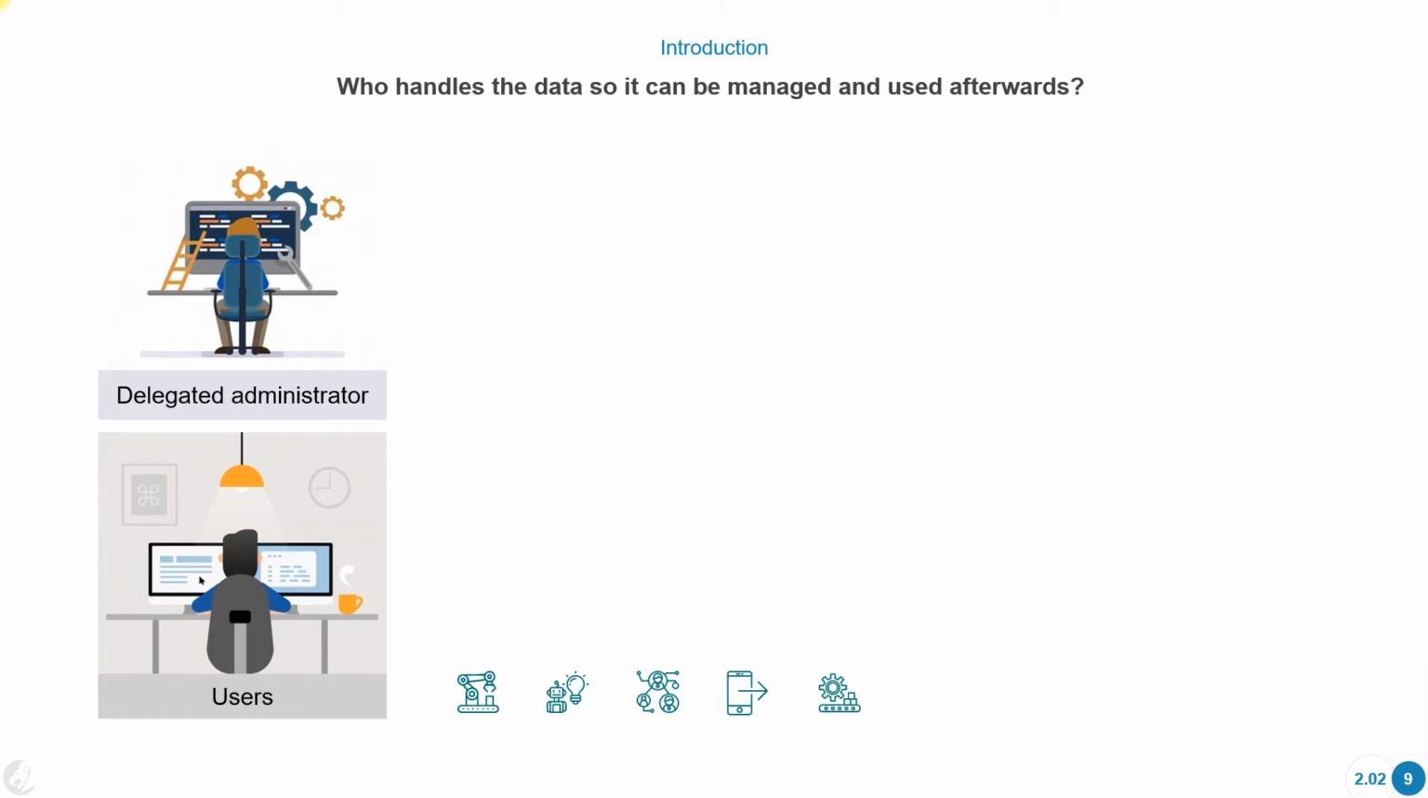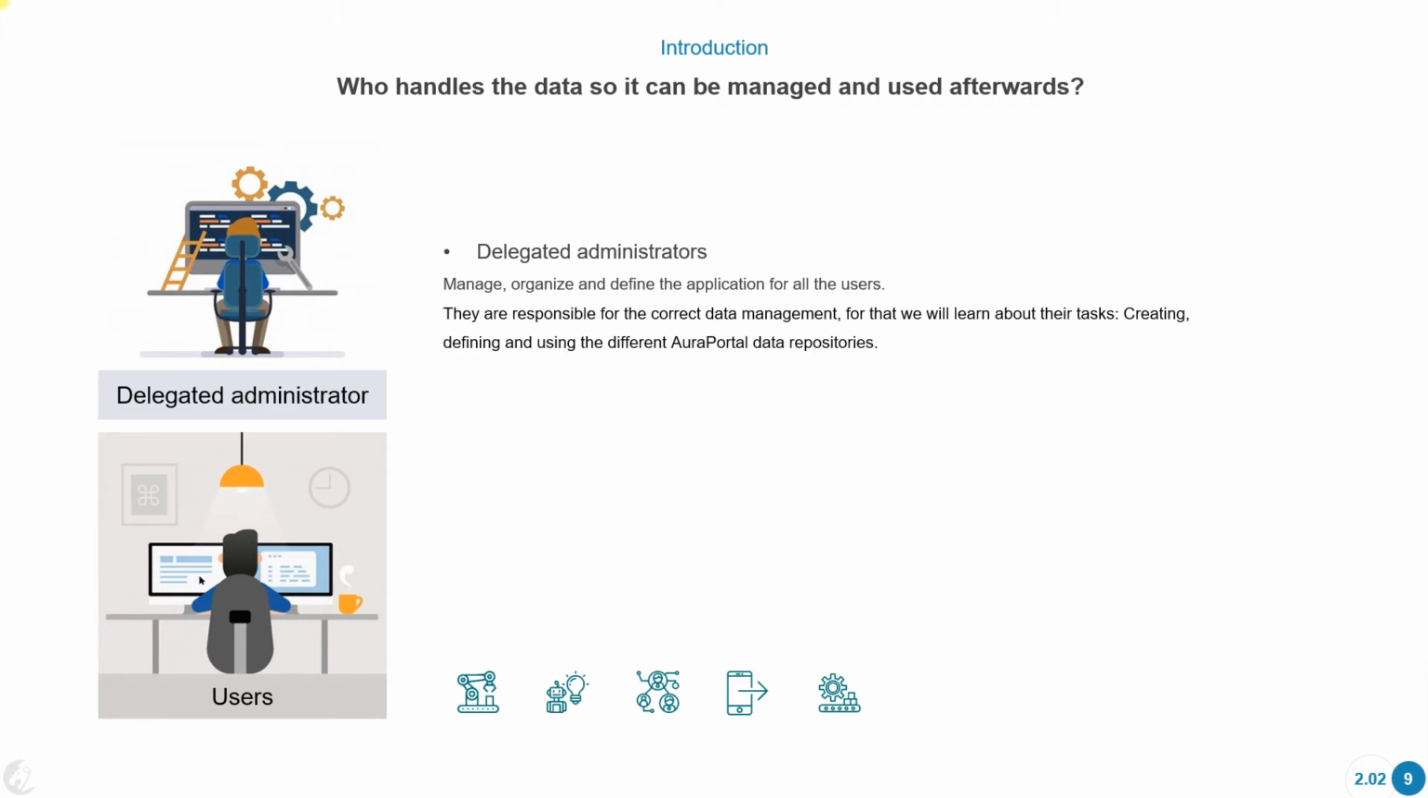Who handles the data so it can be managed and used afterwards? The delegated administrators are the ones that manage, organize, and define the application for all the users. They are the ones that make sure the data is managed correctly. We are going to learn how to create, define, and use the different Aura Portal data repositories. Once the delegated administrators define the structure, the users will be the ones using it. They will create and manage the company's data. Users can be people, telephones, robots, that is to say, any external system from which we could add data in the application.